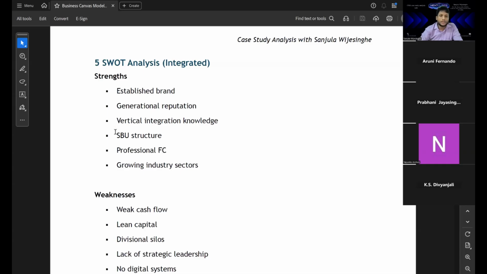Generational reputation, vertical integration knowledge, SPU structure, professional finance controller, growing industry sector, etc.